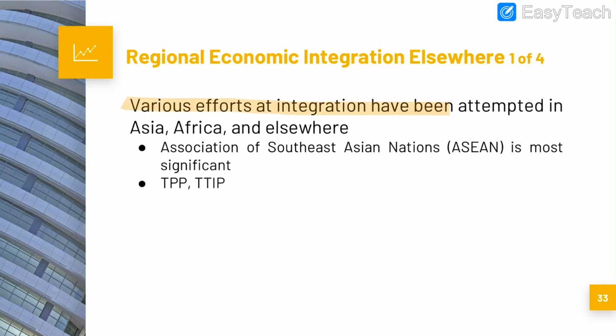There are various efforts at integration that have been attempted in Asia, Africa and elsewhere. The one associated with the Southeast Asian nations, ASEAN, is the most significant. They have the TPP and also TTIP. TPP refers to the Trans-Pacific Partnership and TTIP to the Transatlantic Trade and Investment Partnership.